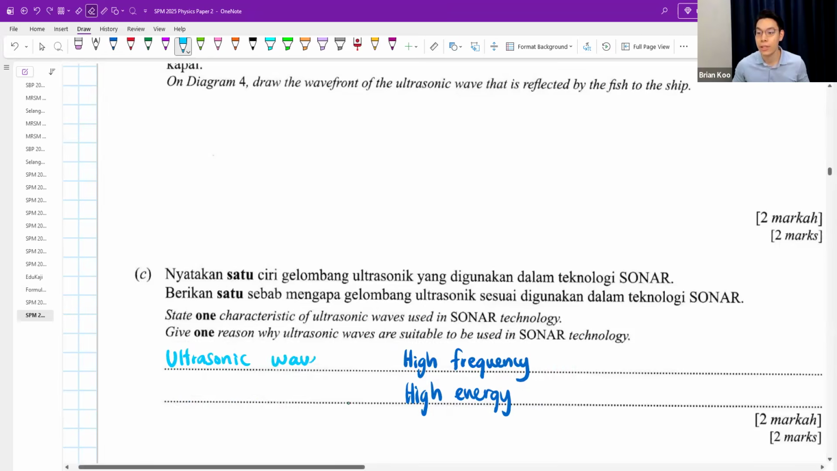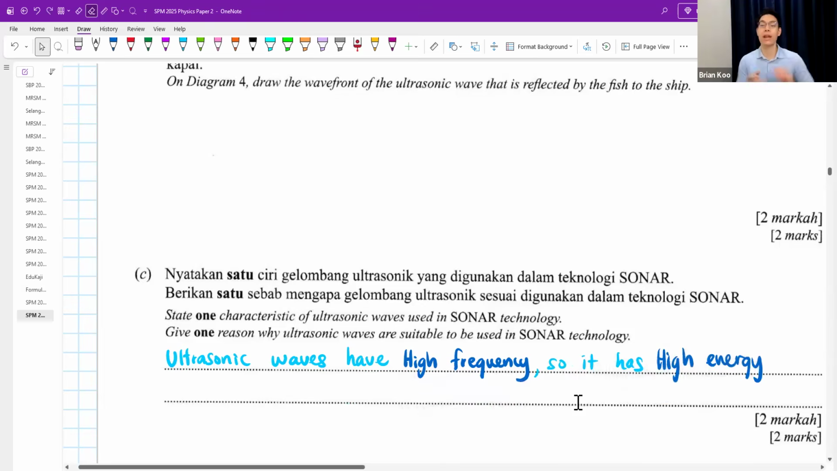Ultrasonic waves have high frequency. Then the reason of why it is suitable. Ultrasonic waves have high frequency. You can continue actually, so it has high energy. You can write like that. It doesn't have to be two sentences. You can write one line like that. You will get 2 marks.